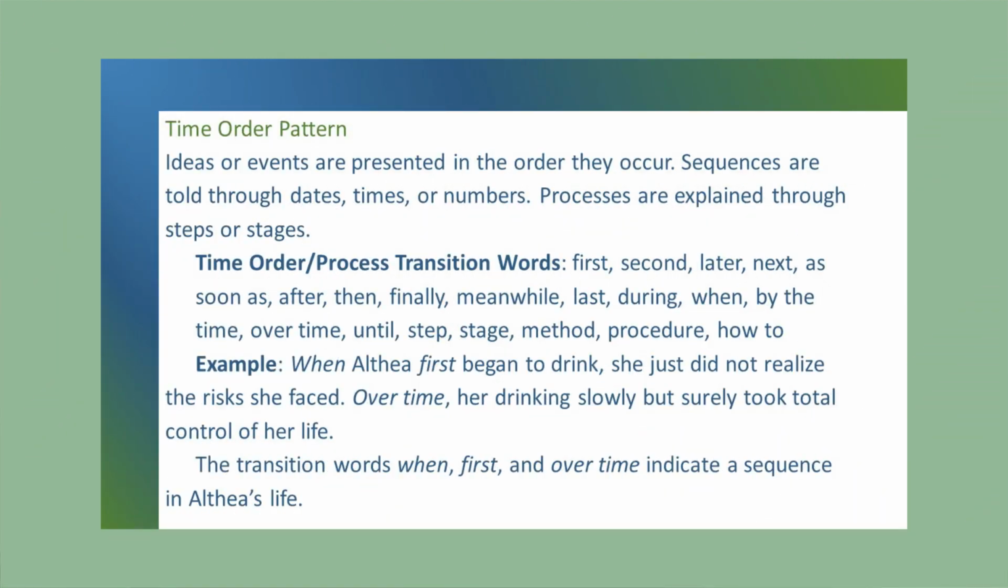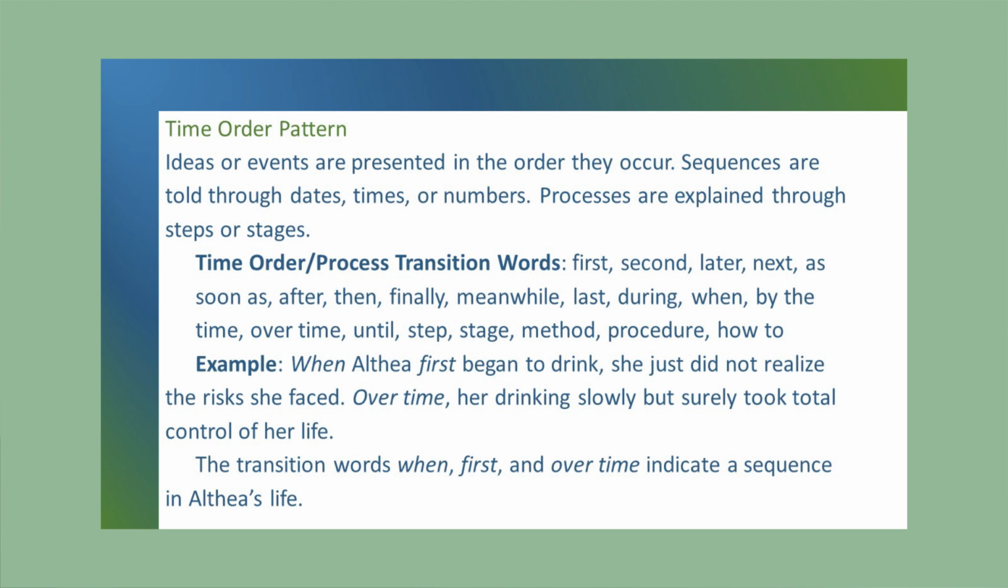However, time order pattern is different. So when we think about time, there needs to be a specific sequence of events. One thing happens before the other. In order to start a car, first I have to turn the car on. Then I need to check my mirrors. And then, after that, I can put the car in drive. I can't put the car in drive before I start the car. So time order pattern: again, these are ideas or events presented in the order that they occur.